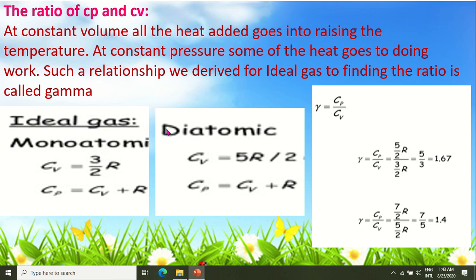Dear students, you have to remember the value of gamma because in MCQs this type of question can come. What is the value of gamma for monoatomic gas, for diatomic gas, for polyatomic gas? Yes, for polyatomic gas it is 1.33. You have to remember that also. And for doing math, you will require this value.